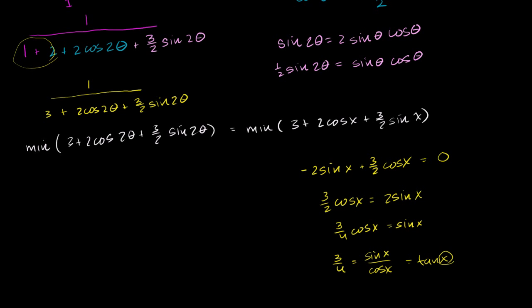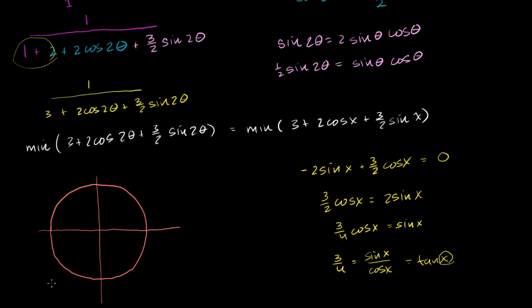So let's think about this a little bit. Let me draw my unit circle. So let's think about the two x values that will give us a tangent of 3/4. That's a unit circle. This is always the hardest part. All right, there is my unit circle.